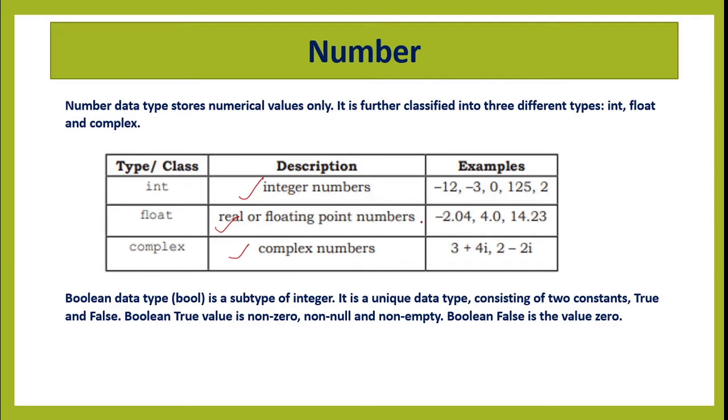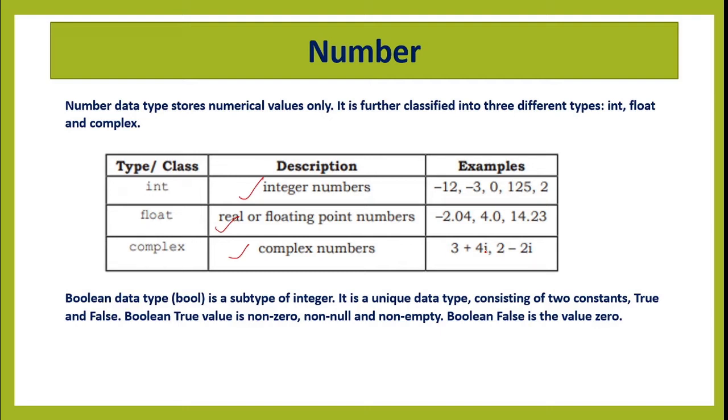Then floating type, a number with decimal. Here -2.04, 4.0, then 14.23. Then the complex means 3 plus 4i. The first one is the real part, the second one is the imaginary part.